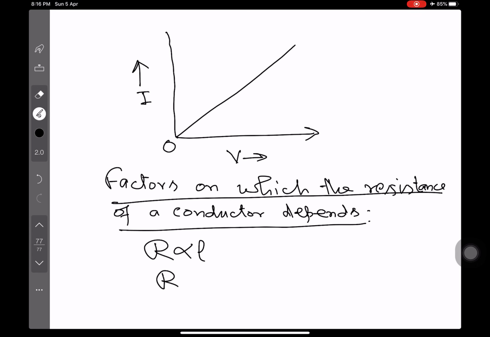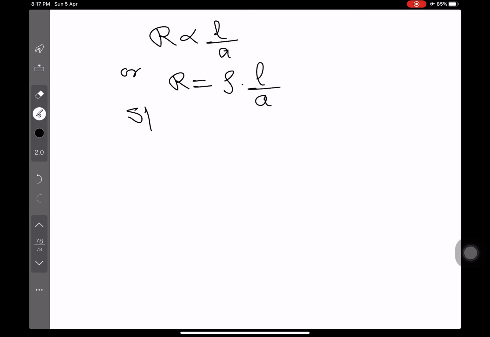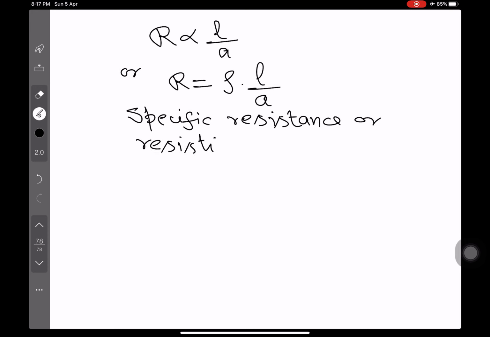Now if I combine these two factors, I get R proportional to L by A, or R equals some constant, and that constant here is rho, so R = rho into L by A, where rho is the constant of proportionality and is known as the specific resistance or resistivity of the conductor.